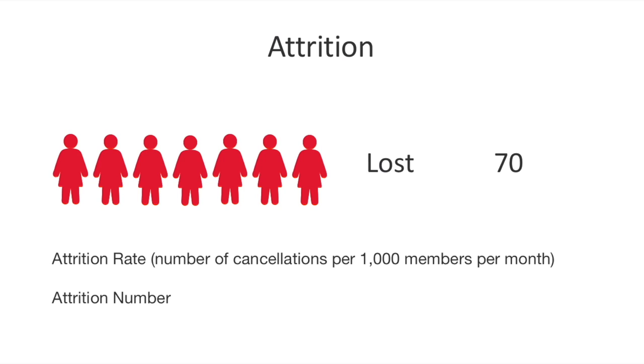Now, I'm going to suggest to you there are two measures we can use for attrition. One is just a head count, and I call that the attrition number. What's the actual number of people that we've lost this month? And in this example, each one of those icons represents 10 people. The business has lost 70 people this month.